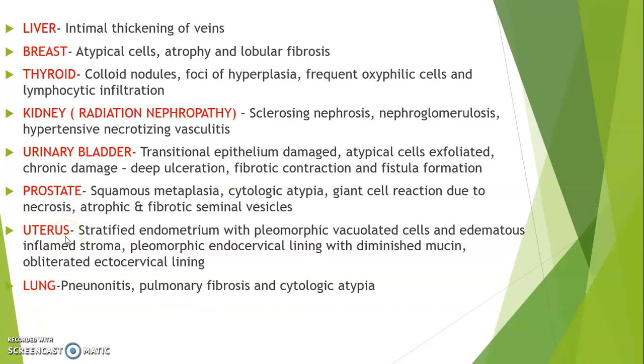In uterus, stratified endometrium with pleomorphic vacuolated cells are seen with edematous inflamed stroma. Pleomorphic endocervical lining with diminished mucin. So endocervical lining will show pleomorphism with diminished mucin. Obliterated ectocervical lining is noted. In lung, pneumonitis is noted along with pulmonary fibrosis and cytologic atypia.